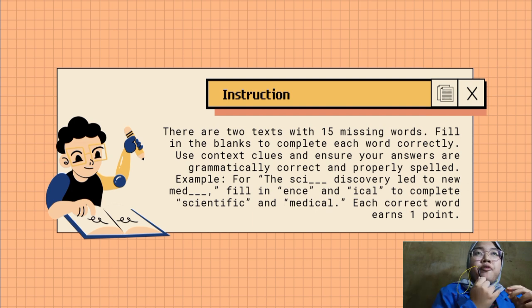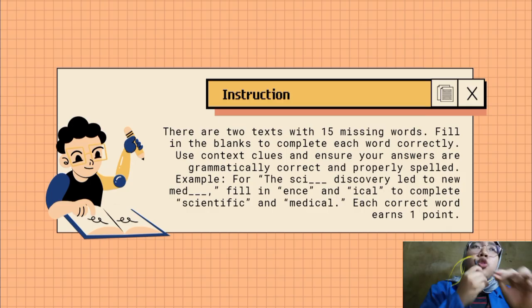The instruction of the test is that there are two texts with a total of 15 missing words. The students need to fill in the blanks to complete each word correctly. The students use context clues and ensure that their answers are grammatically correct and properly spelled. Each correct word earns 1 point.